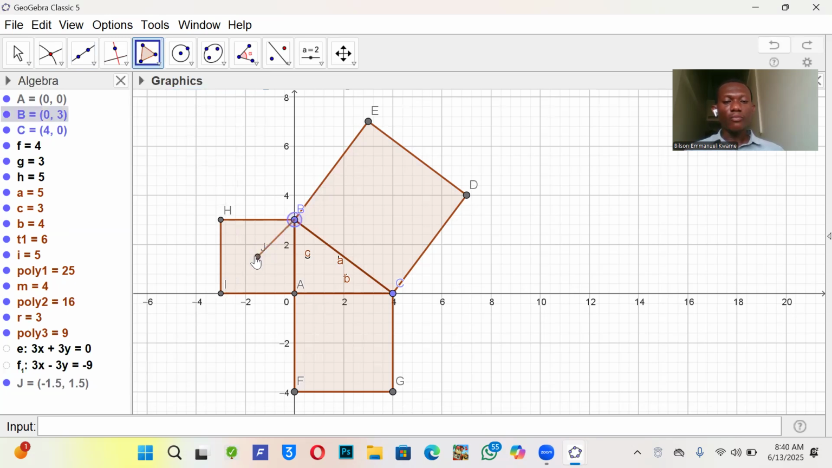From this side to this side, we make it a polygon. Good. So we are having a polygon. We continue to form the polygon from this side to this side. Always remember to close your polygon from this side to this side.